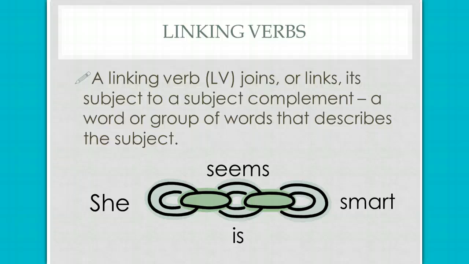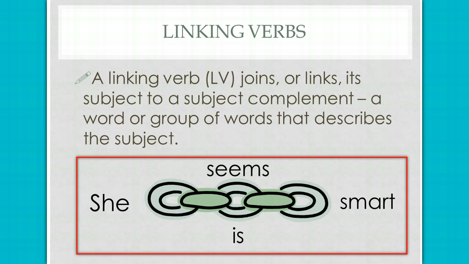The second type of verb that we are going to look at is linking verbs. A linking verb joins or links its subject to a subject complement, which is a word or group of words that describes a subject. Here, I have demonstrated how the linking verbs is and seems have linked the subject she with the subject complement smart.